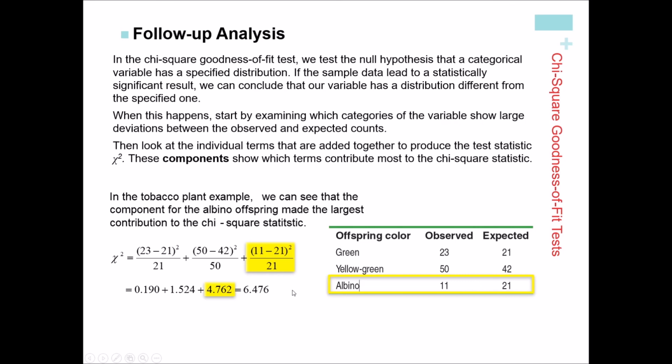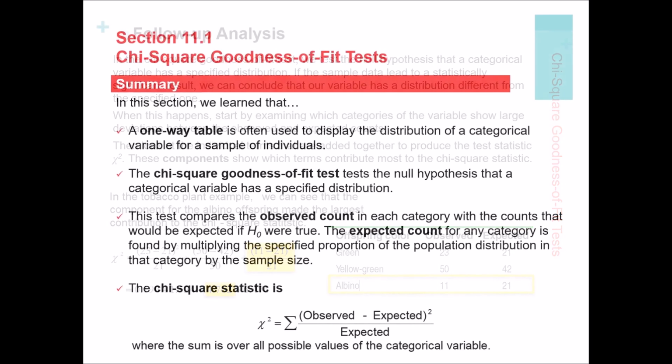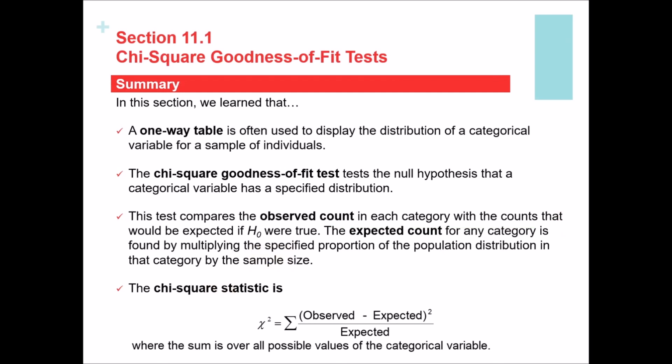So all this is showing is that you really can follow up with these chi-square examples and see which component or which category is really causing the magnitude of the chi-square statistic to be larger or smaller. In this case, obviously, it's pretty big because we did get a significant result. Okay, so that's actually where we're going to stop here.